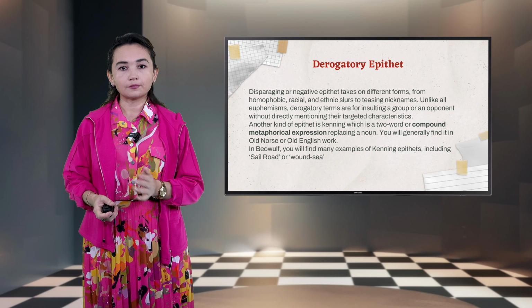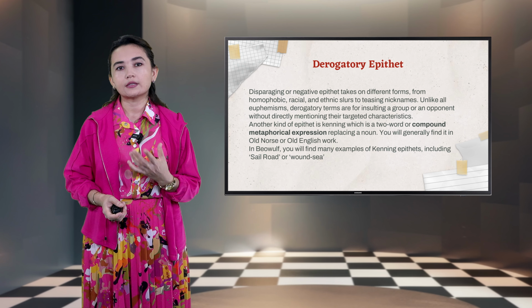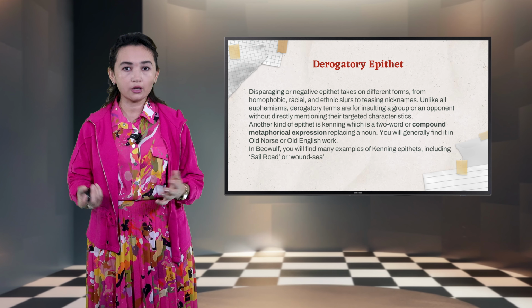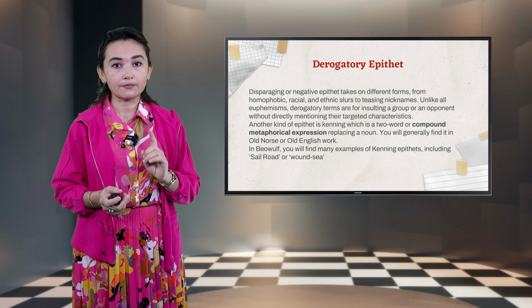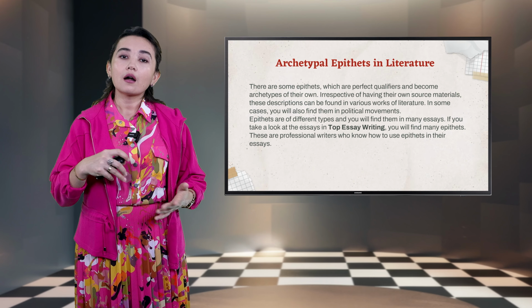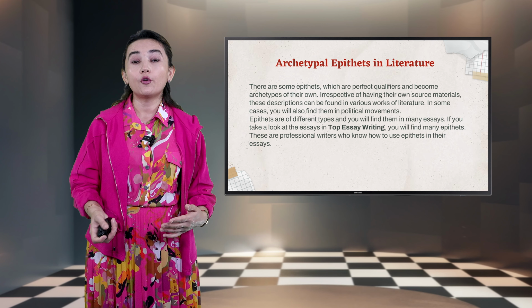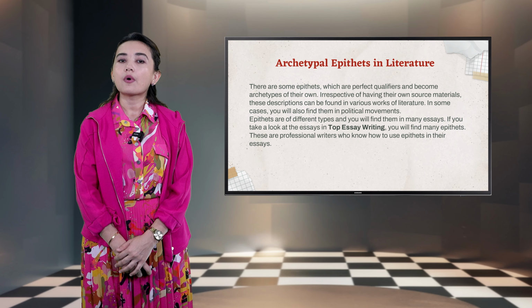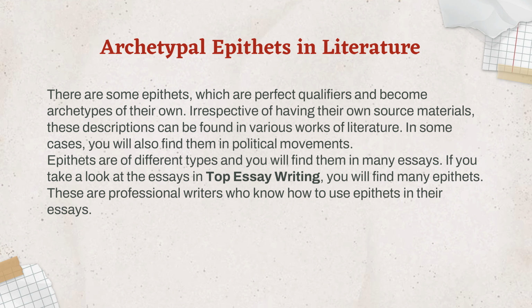For example, in Beowulf, you know, in literature, what is Beowulf? And in this, we can say novel, yes, or literary work, you'll find many examples of kenning epithets, including sail road or wound sea. Archetypical epithets in literature: there are some epithets which are perfect qualifiers and become archetypes of their own, irrespective of having their own source materials. These descriptions can be found in various works of literature.